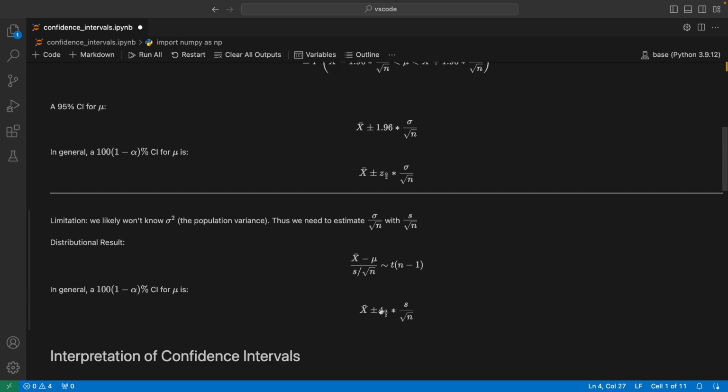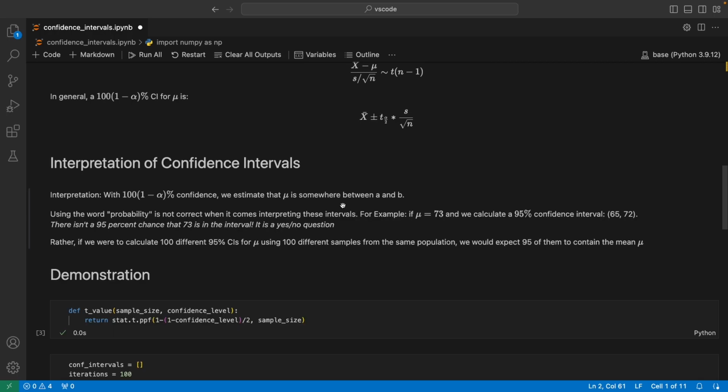And this would be the general form for the confidence interval using the t distribution, which would be x bar plus or minus t sub alpha over 2, the endpoint chosen from the t distribution, times our estimate of the standard error, s divided by the square root of n. Now, when it comes to interpreting confidence intervals, the correct interpretation would be, for example, if it's a 95% confidence interval, we'd say with 95% confidence, we estimate that mu is somewhere between whatever the lower bound is and whatever the upper bound is.